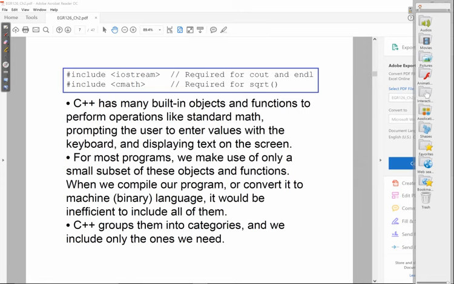Because the programs you write are so small and computers are so powerful these days, a computer doesn't even notice, okay? So let's move on.